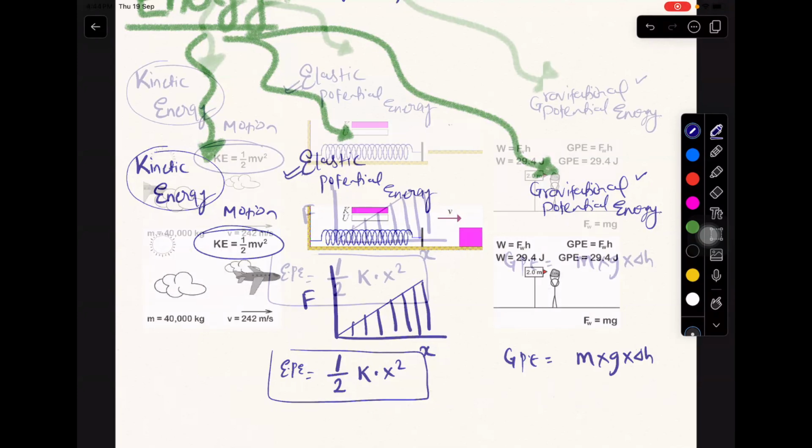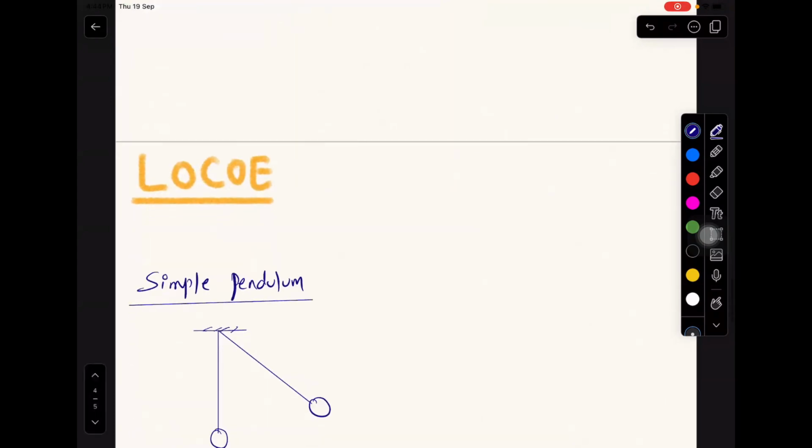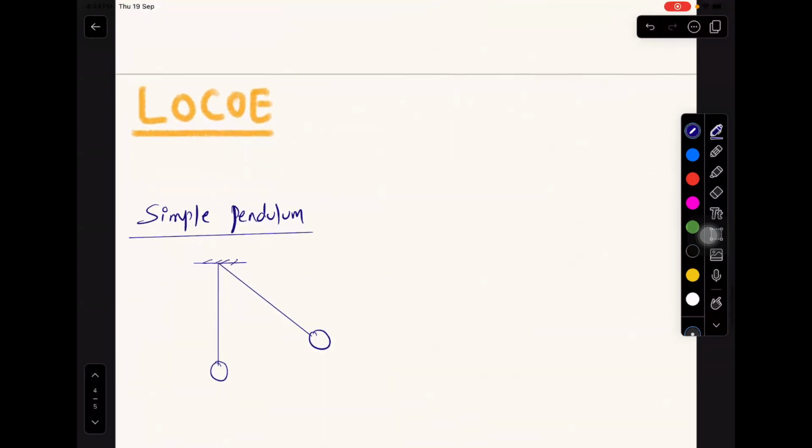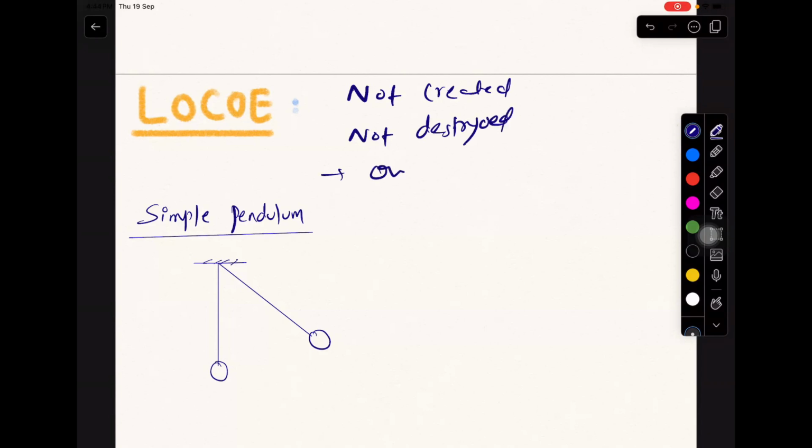Here comes the next law, the law of conservation of energy, LOCOE, which says that energy is neither created nor destroyed. You can't create energy, and it cannot be destroyed. You can just convert one form to another.